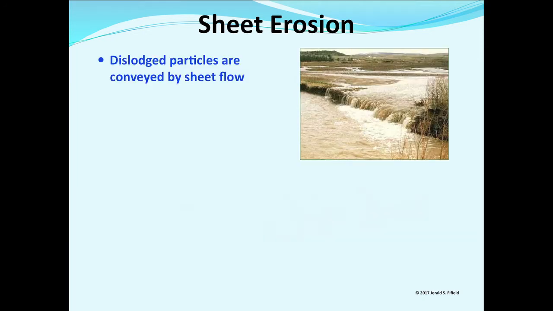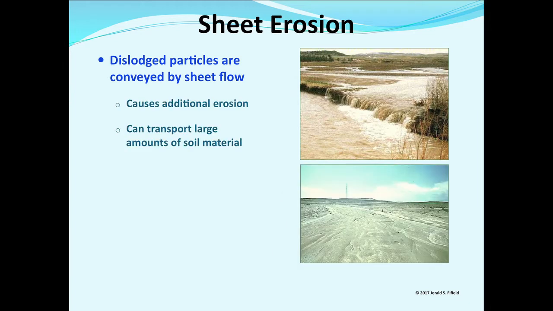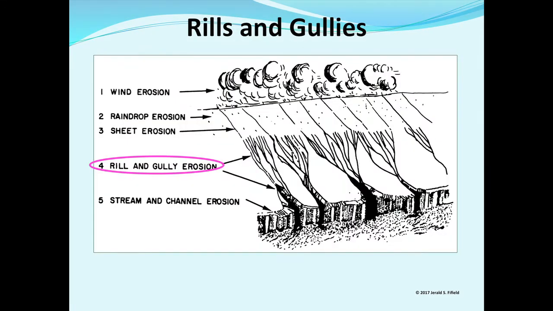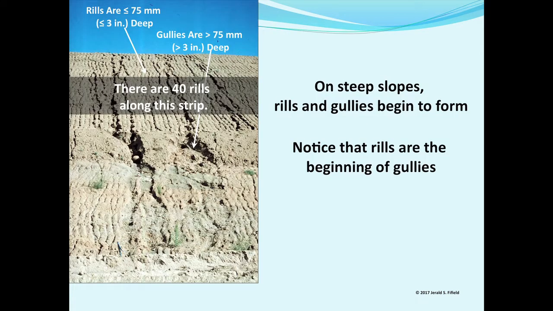Of course, you have to have flat land. Hawaii has a lot of this instead of this, doesn't it? Well, that, when it's flat, can also create a lot of erosion. Then you've got rill and gully erosion. There's 40 rills in that one, the rills being about 3 inches deep.